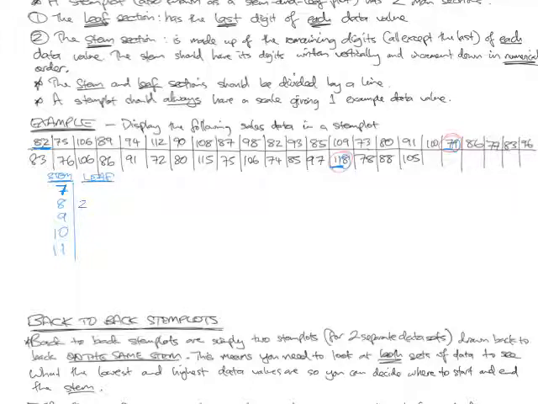75 would be stem 7, leaf 5. 106 would be stem 10, leaf 6. And so hopefully you're seeing how this is working. I'm slowly building it up, so we've done those. 89 was just drawn. 94 is going to be 94. 112 is going to be 112. 90 is going to be 90, and so on.